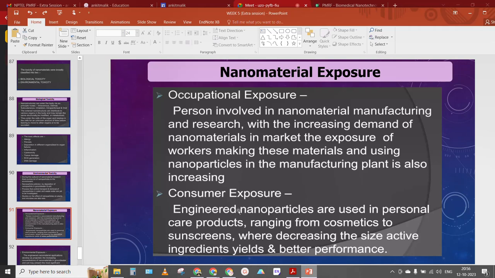Now the consumer exposure. Engineered nanoparticles are used in personal care products ranging from cosmetics to sunscreens, where decreasing the size of the active ingredient yields better performance. In occupational exposure, I discussed researchers or scientists who come in contact with a carcinogen or any particular toxic material, while any consumer, any student or any person who is using nanomaterials on a daily basis, like in cosmetics, can also develop nanotoxicity from that particular material.